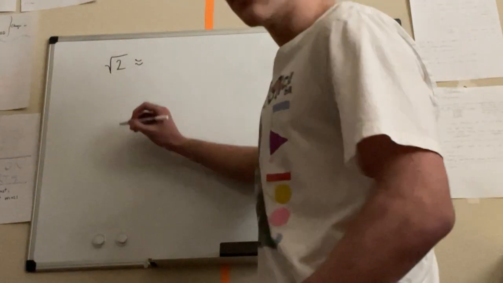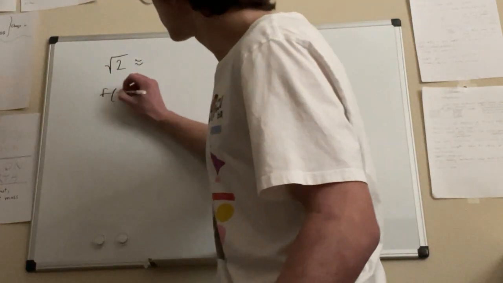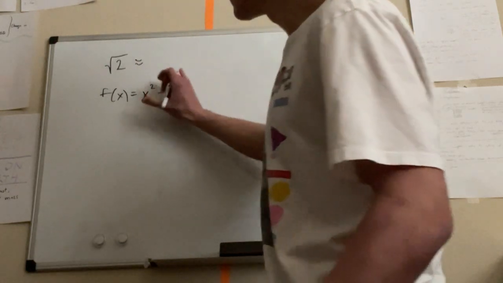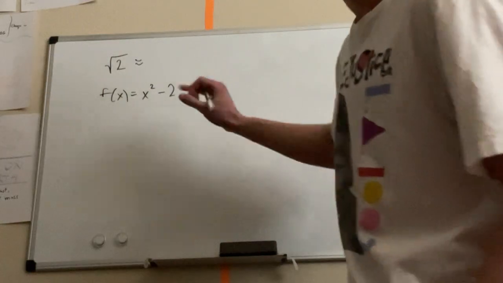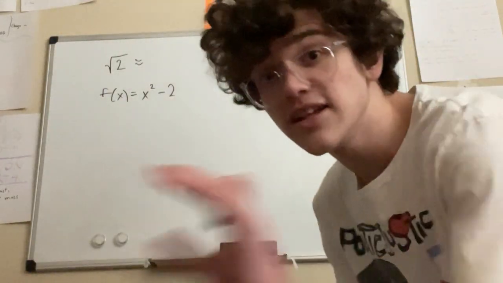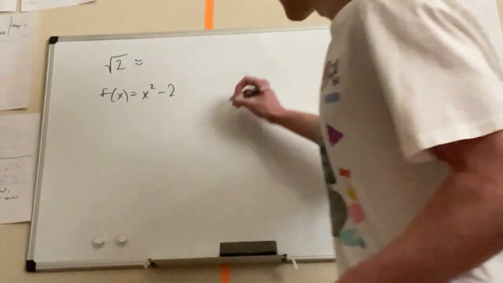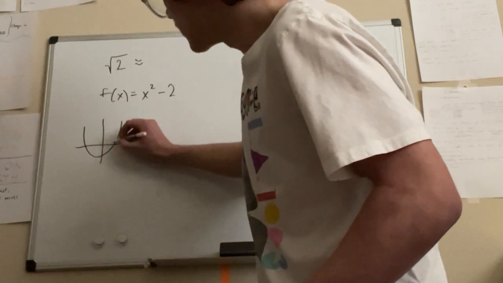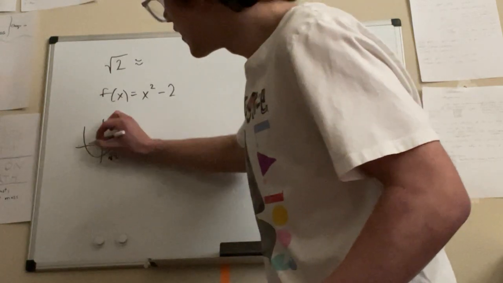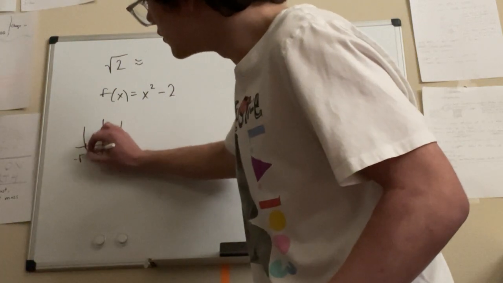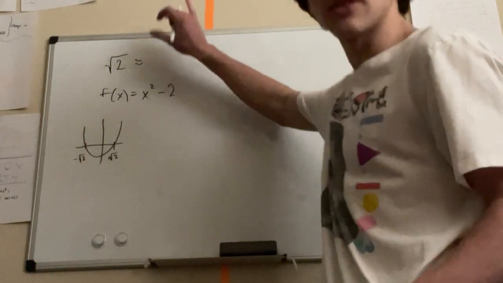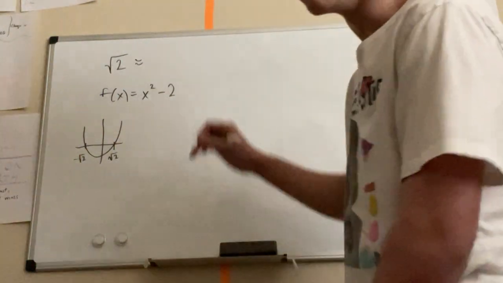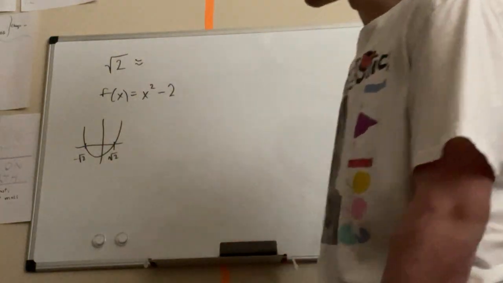So, if we have the function f of x equals x squared minus 2, then what is that? Well, the intercepts for this show the square root of 2. So, for this function, it intercepts at positive square root of 2 and negative square root of 2. For whatever problem you're trying to solve, just make it into a function and then make it to where the intercepts for that function equal the thing you're trying to find a decimal approximation for.